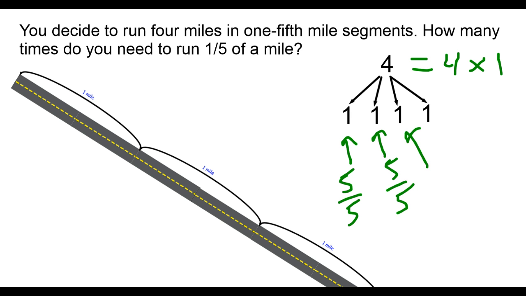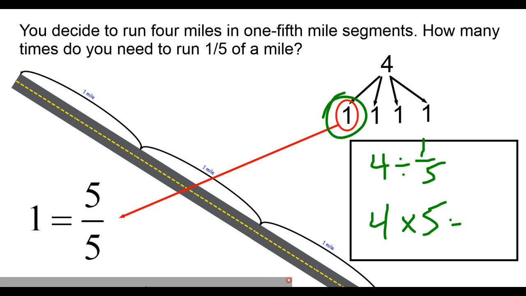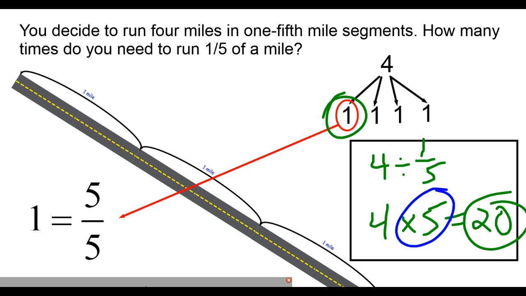So the total number of fifths of a mile, 4 divided by 1/5, is not just equal to 5/5 to make 1 mile, it's equal to 5/5 times 4. So 4 divided by 1/5, well, each one of those 4s has 5/5 in it, and so our answer is you need to run it 20 times, because it takes 5/5 to make 1. That's where this part of the problem comes from, and we have 4 copies of 1.